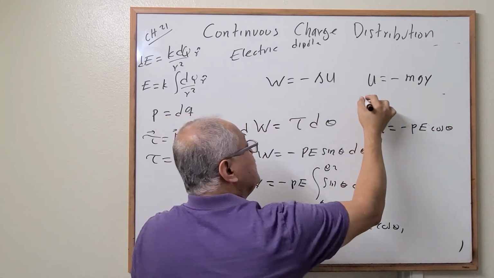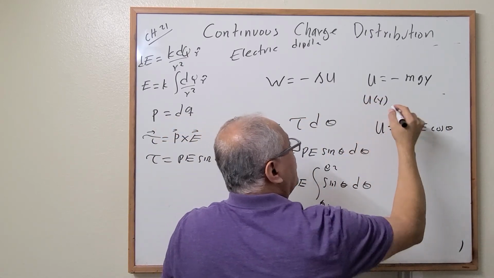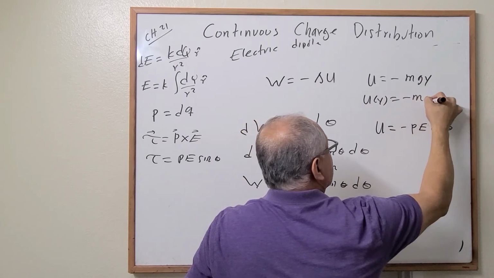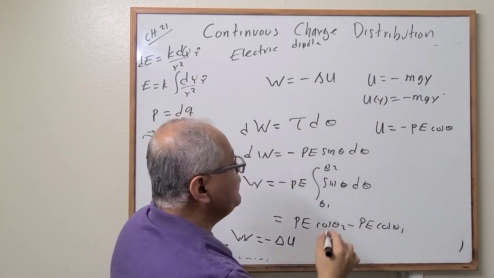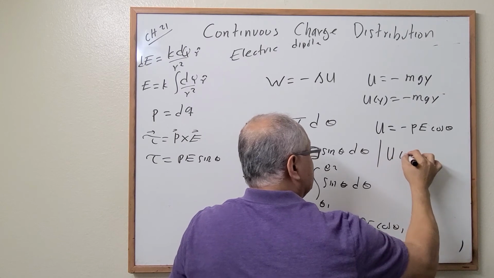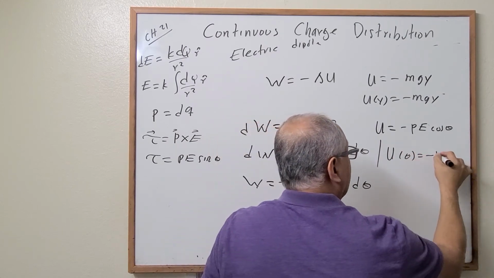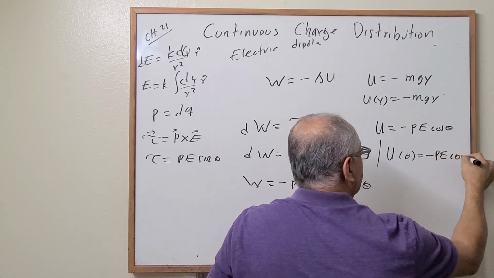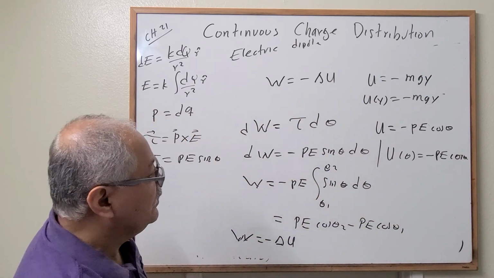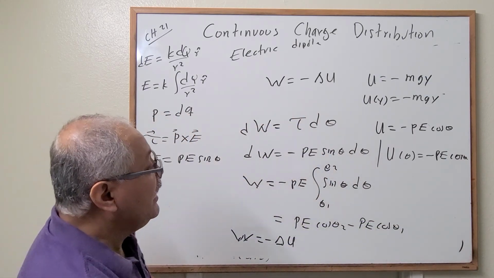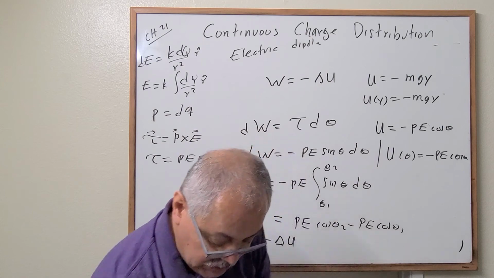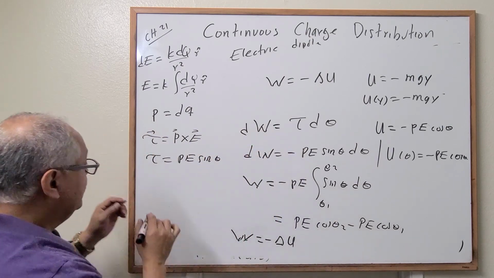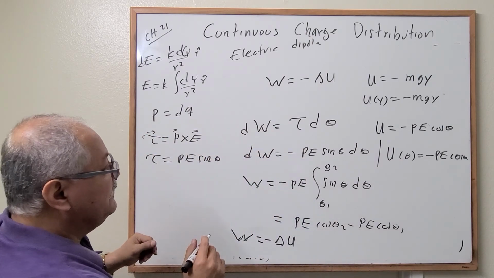In the gravitational case, this is in function of y, right? It's going to be mgy. The quantity that changes is y. The same thing happens right here, right? In this case, in function of the angle theta, it equals negative P, E, right, cosine theta. Correct? And this is the potential energy of an electric dipole, defined in this way.